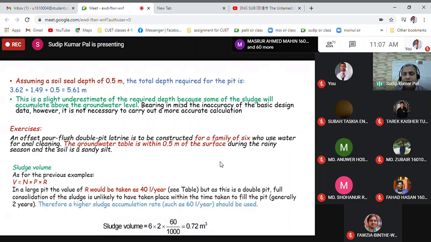Bearing in mind the inaccuracy of the basic design data, it is not necessary to carry out more accurate calculations. It is always better if we understand which area the toilet is to be installed in, how this water will be used, and what type of people will manage it. Some data from the field is better collected before designing. So this is one part of the design. There we have a squatting plan and a superstructure, but in this exercise we normally concentrate on the pit only.